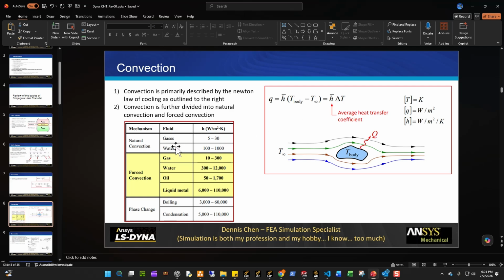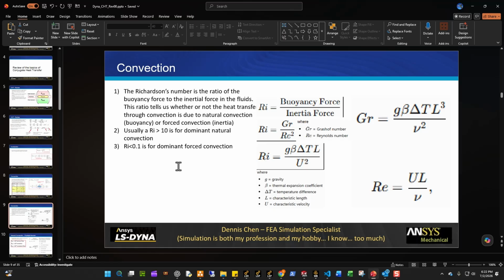And then depending on the nature of the fluid itself, we can have natural convection, forced convection at specific velocities, and then usually you want to calculate an h value that you can directly use in a structure-only thermal analysis, for example.